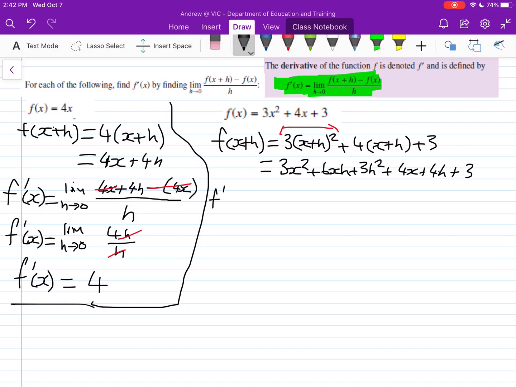f'(x) is equal to the limit as h approaches 0, and this is all over h. I have to write this a little bit smaller: 3x squared plus 6xh plus 3h squared. So just writing what's above. Alright, and then we need to minus our f(x), which is up the top here. And I'm just putting that in brackets so we get all the right signs.